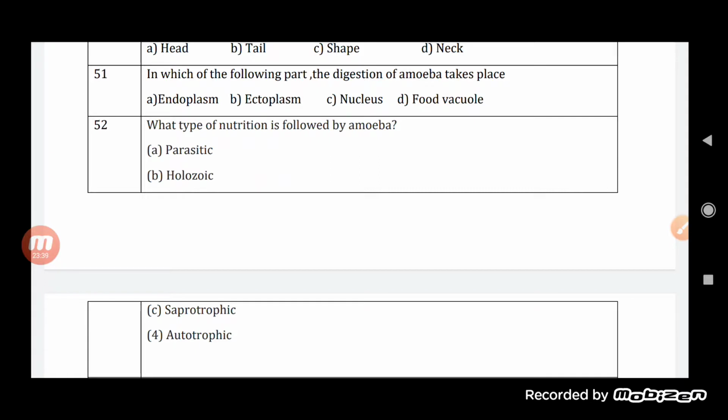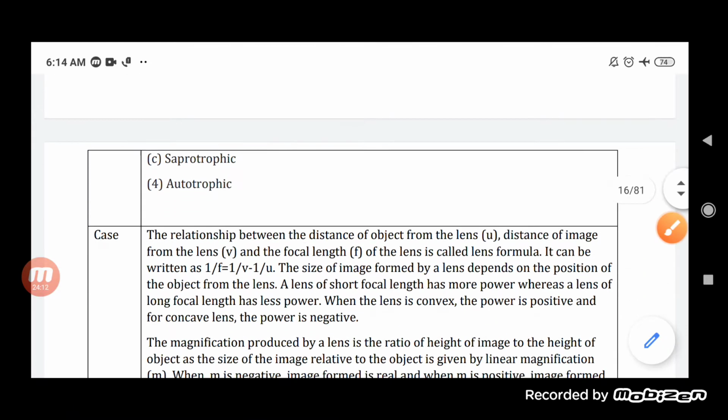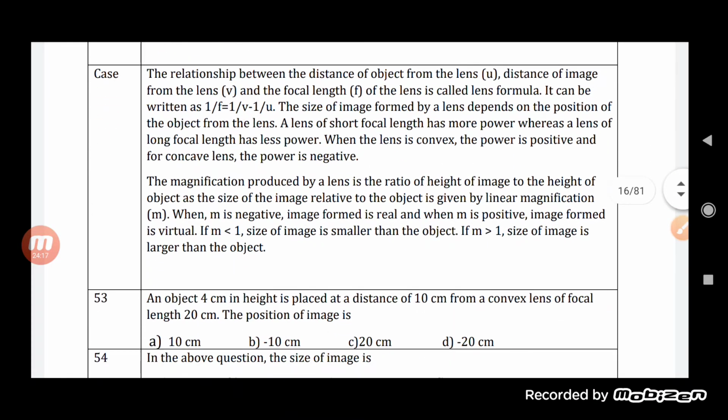What type of nutrition is followed by amoeba? The type of nutrition followed by amoeba is holozoic, because it is not parasitic, saprophytic or autotrophic, but holozoic, where the ingestion, digestion, absorption, assimilation and egestion processes properly take place. So we can say that it follows the holozoic mode of nutrition. Okay, now this is the one case.